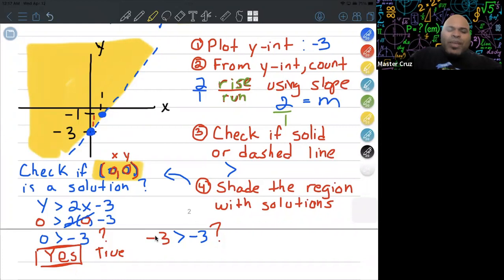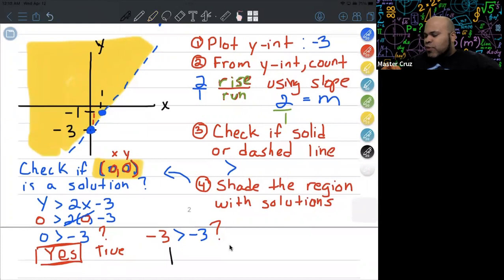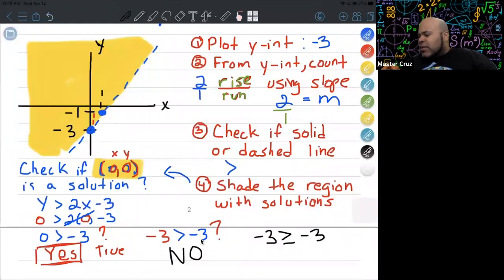So what happens if you get -3 is greater than -3? Is this a true statement? I want to know, is -3 greater than -3? Well, the truth is that this is not true. This is false. So -3 equals -3, but -3 is not greater than -3. If I were to change that problem and say that -3 is greater than or equal to -3, then the answer will be yes, because it says equal to right here. That line on the bottom means equal to. So if it has it, yes, but if it doesn't, then no, because -3 does not equal -3.